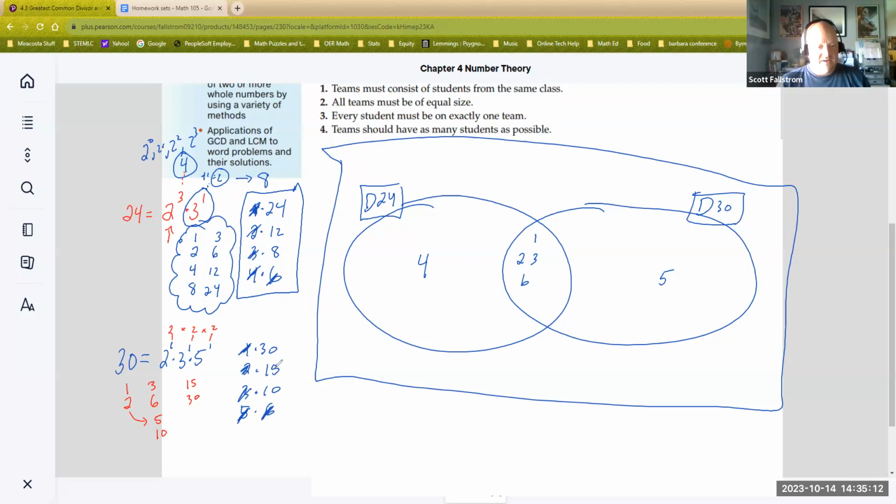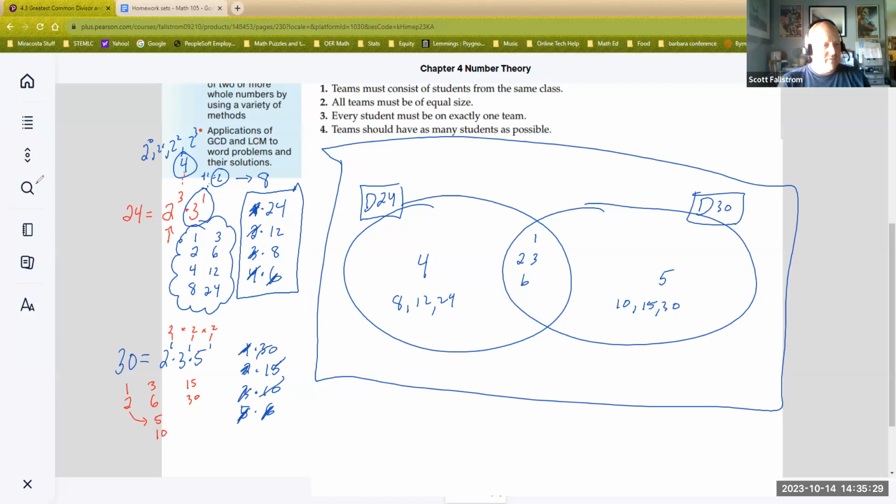Next up, let's see here. I have a 10, a 15, and a 30. None of those show up here, so I'd put them down here: 10, 15, and 30. And also over here, I have 8, 12, and 24. Okay. All right. So now what?